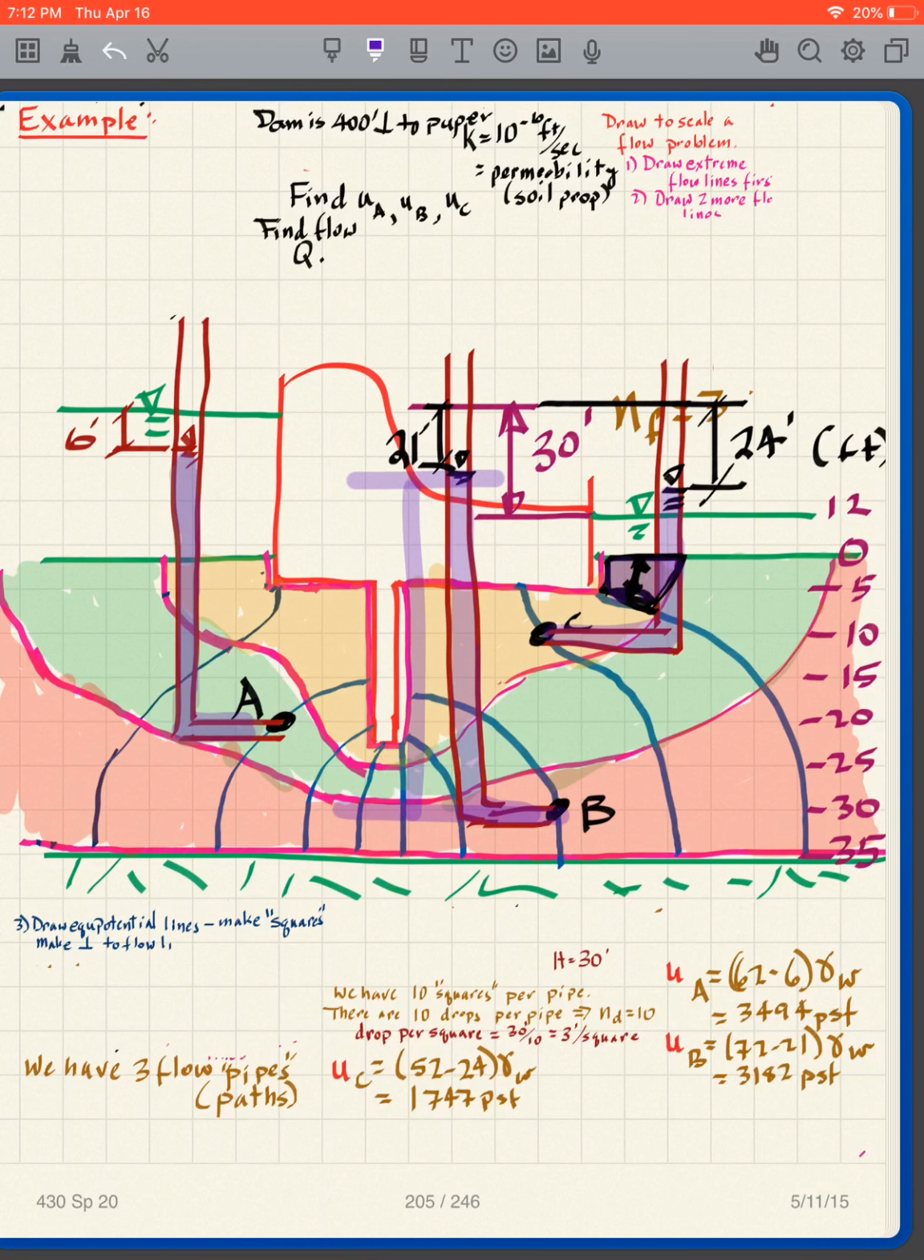And then I do the same thing for the pore pressure at C. I look at C. C is at 10 feet. So I have 10 plus 12 plus 30 is 52. And the drop is 24. So 52 minus 24 times gamma W gives me the pore pressure at C.